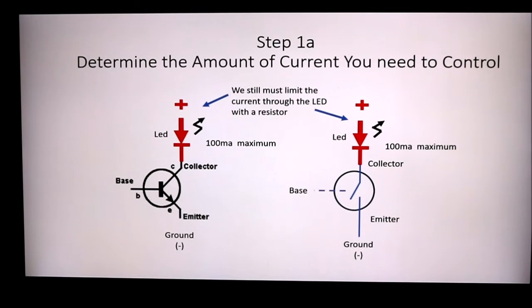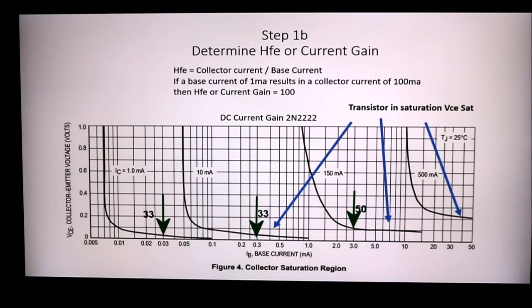Okay, next is step 1B. This is to determine the current gain. And we need this to figure out how much current we put into the base. So if you look up on the data sheet, HFE, which stands for current gain. I have no idea why they used HFE as a symbol. But anyway, it's the collector current over the base current.